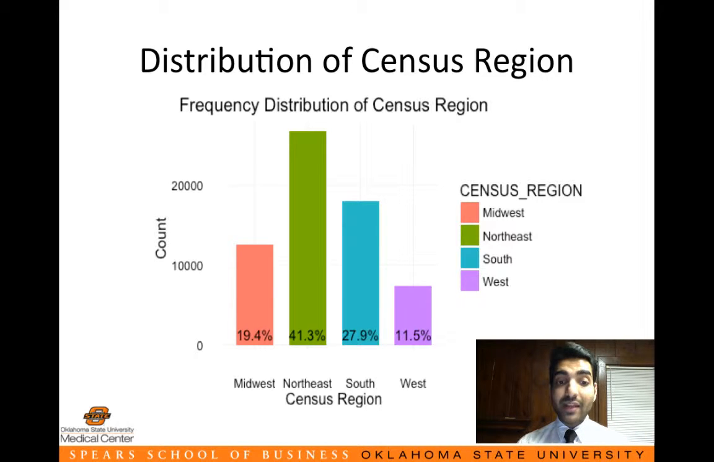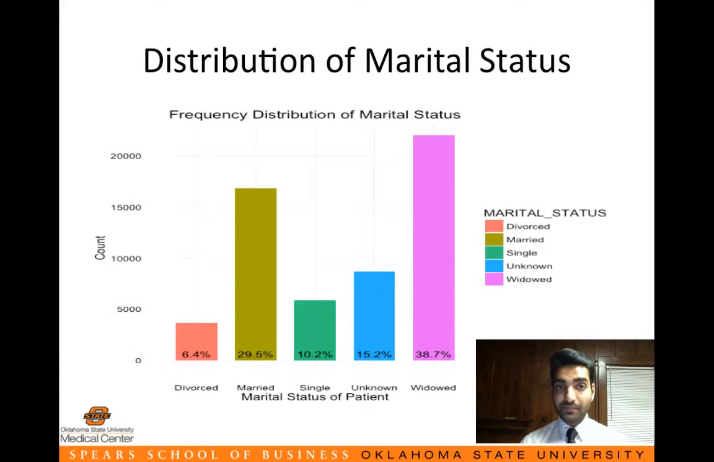The next important variable was census region. We found that 90.4% of our encounters are from Midwest, 41.3% of data is from Northeast, 27.9% is from South, and 11.5% belongs to the West region. Now, this could also be because of our Cerner Health Facts data from where they are being collected. However, since we are talking in percentages, this pretty much gives us the green signal that we can use this variable in our analysis.